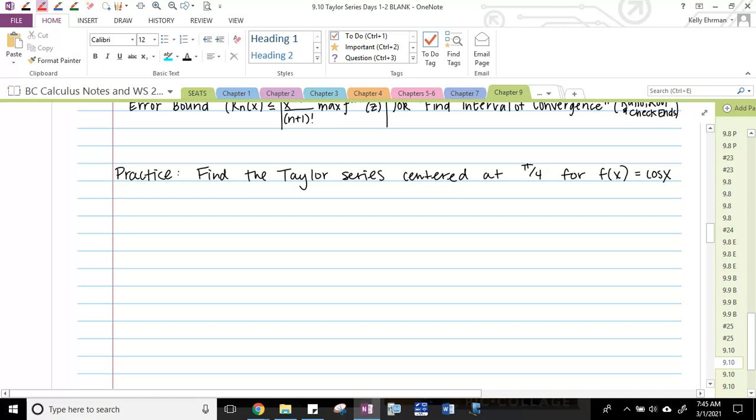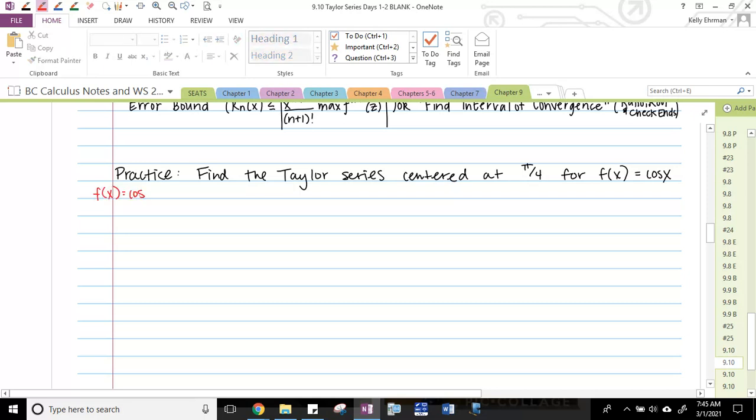So how are we going to do this? Well, we can't just build it based off of our Maclaurin series that we have memorized for cosine, because that's a Maclaurin series. It's centered at 0. So the fact that they're only even exponents, that's only happening because you're evaluating at 0. Here we're evaluating at pi over 4. So every term will be accounted for.